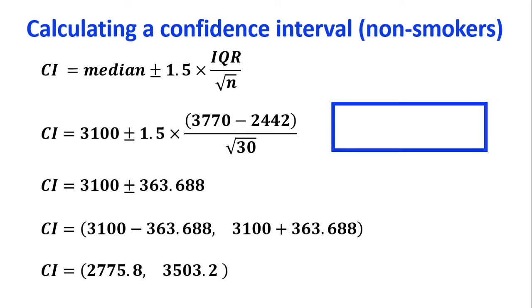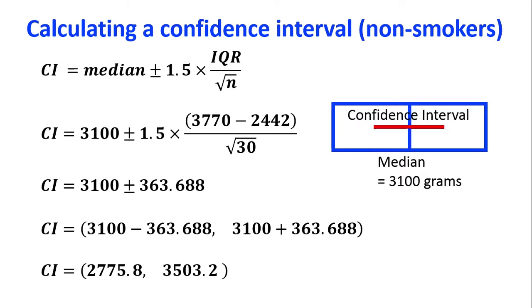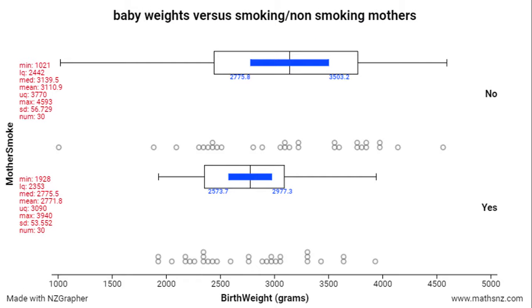Now let's have a look at what this actually means in terms of our box and whisker and confidence interval graphs, okay? So here's our box and whisker, and we put our median in the middle. So our median is 3,100 grams. Now we've just gone and found a confidence interval, and so that's that solid red line that I've just drawn on that plot. Now the endpoints of that plot are the values I've just found. So the bottom value is our 2,775.8, and the top value is at 3,503.2 grams.